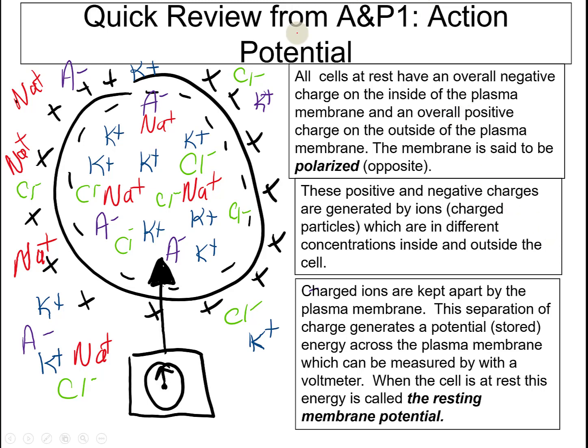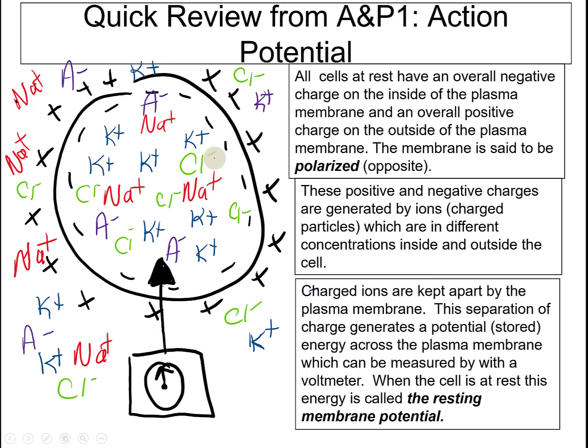So this is supposed to be a cardiac muscle cell, this round structure here. And you can see that this is the plasma membrane, the dark black line. But you can see we've got negative charges on the inside of the plasma membrane and positive charges on the outside.